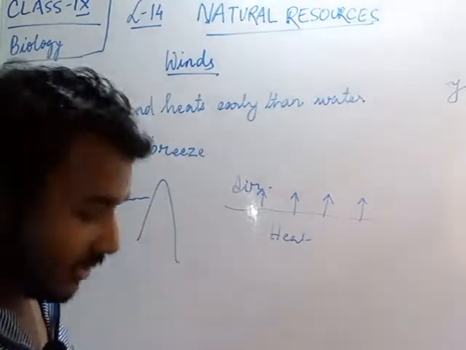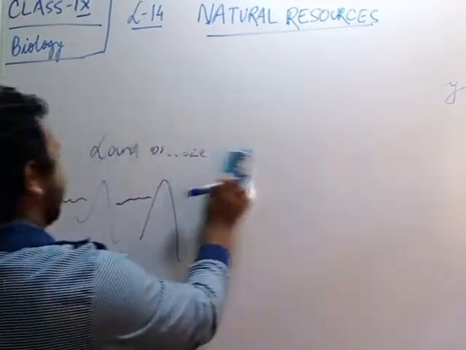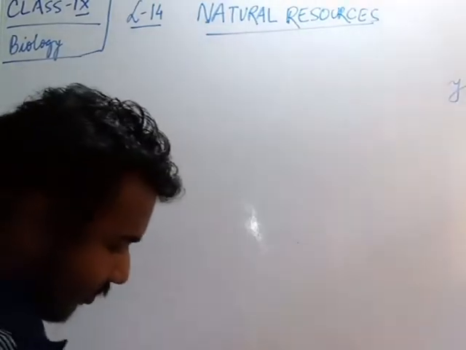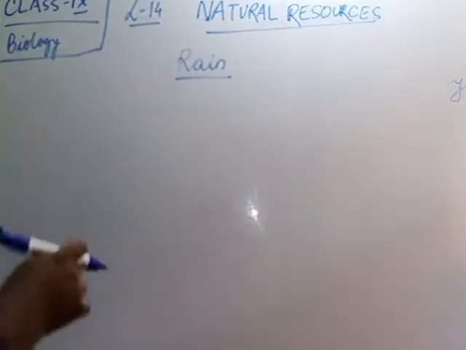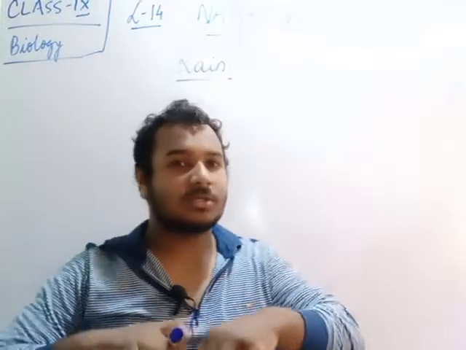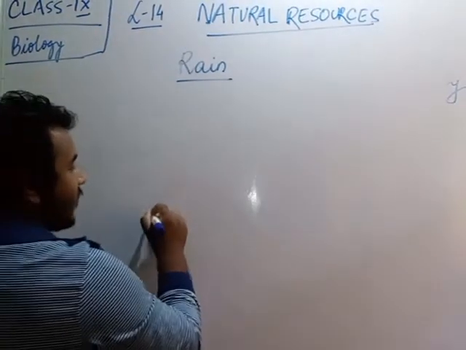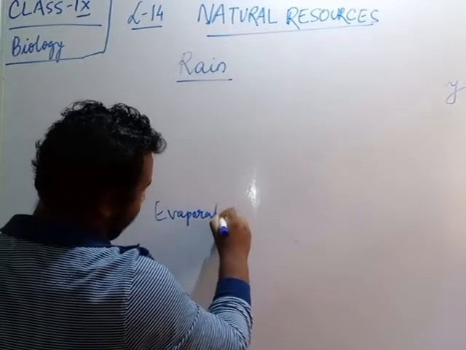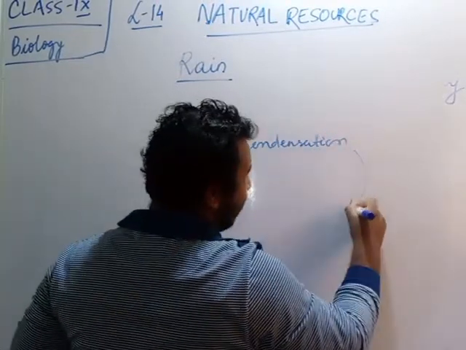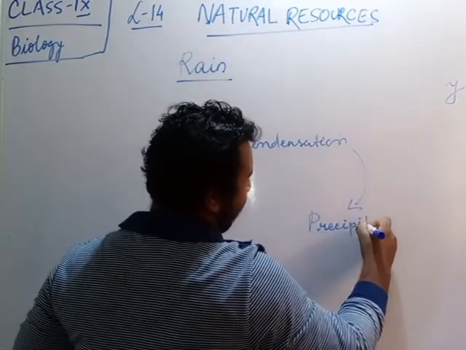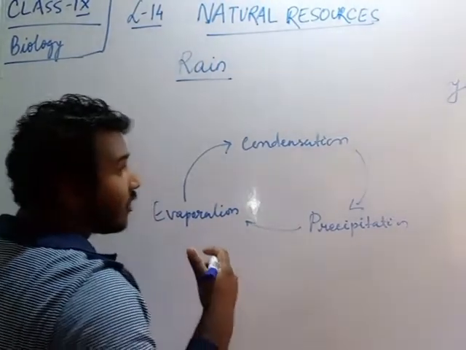The next topic we will talk about is rain. We know the water cycle from very childhood: that means evaporation, then condensation, then precipitation. This is continuously going on in our ecosystem, our earth.